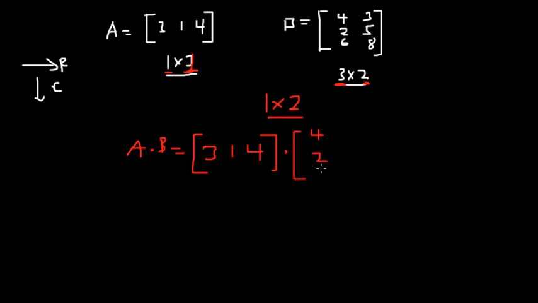4, 2, 6, and then we have 3, 5, 8, okay? So let's do the simple multiplication, right? Okay, so this is what? We multiply 3 by 4, multiply 1 by 2, and then you multiply 4 by 6, okay?